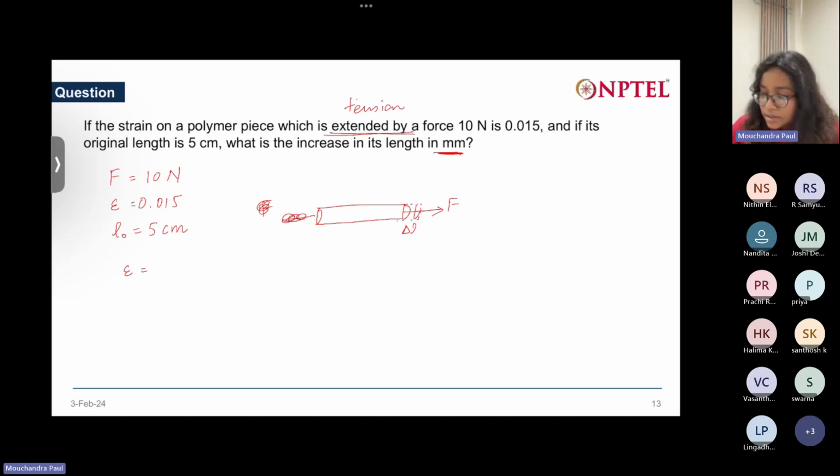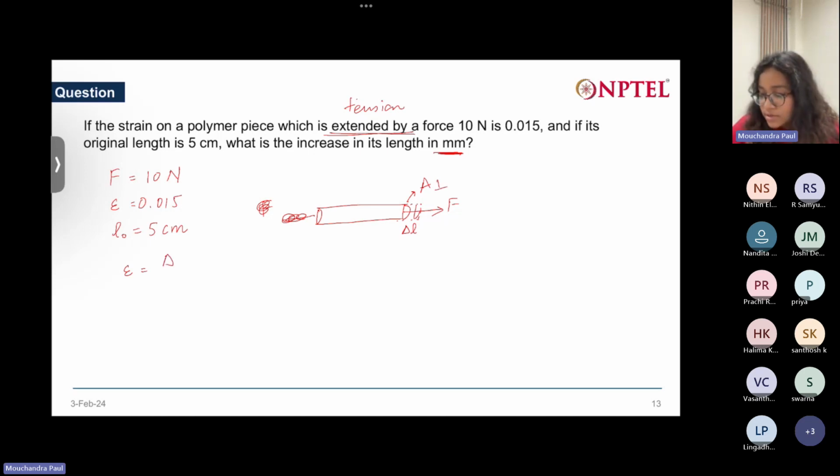Sounds easy, right? Now, the dimensions of the polymer, apart from its length, we don't know anything else. That is why we cannot calculate the area perpendicular to the force. Now, let me ask you, do we need to calculate the area perpendicular to force? No. Why? This value is given to you just to confuse you. You just have to apply the definition of strain and you will get the answer easily.